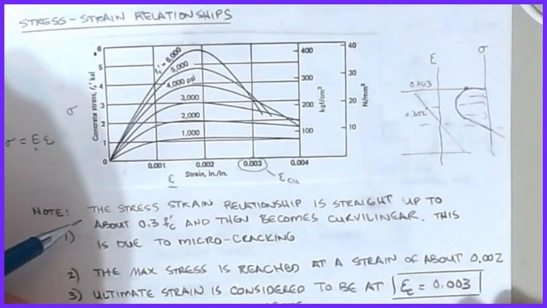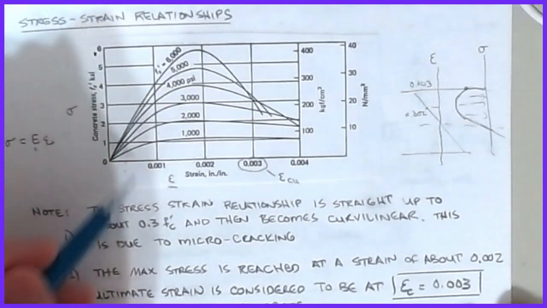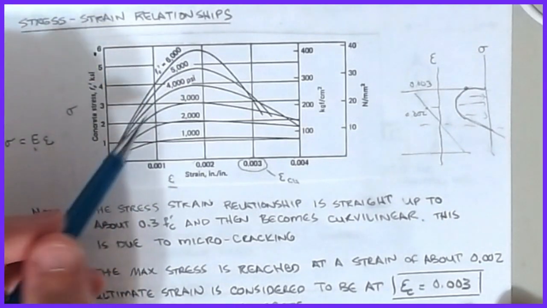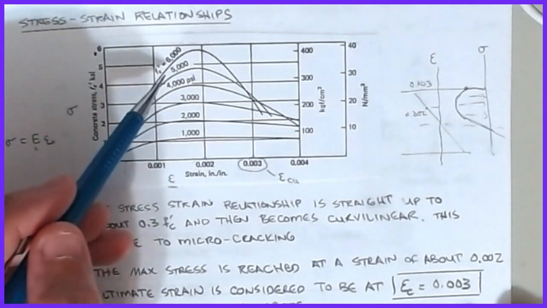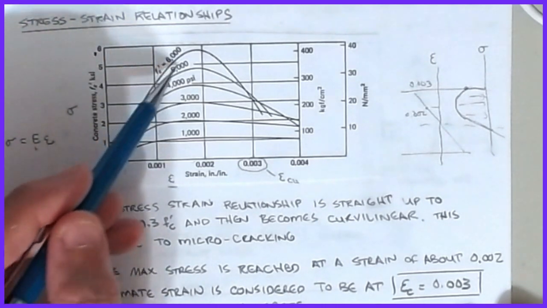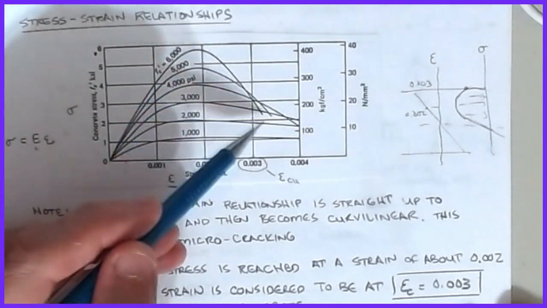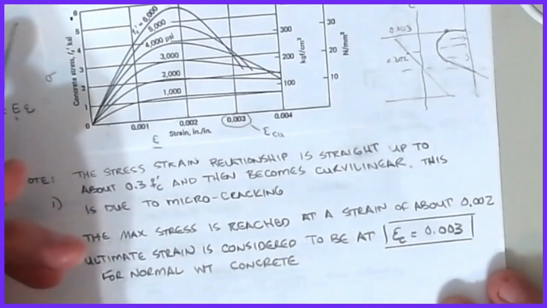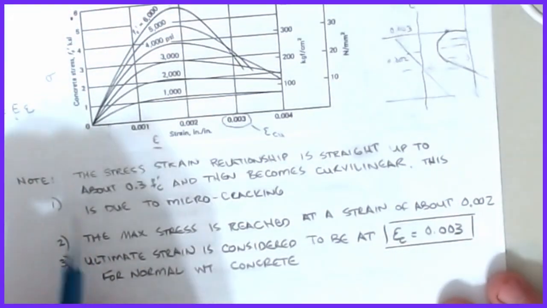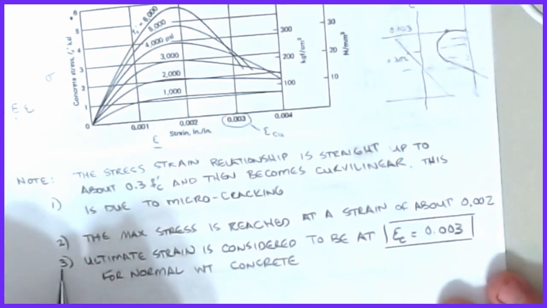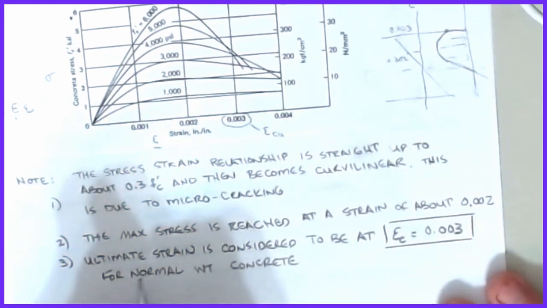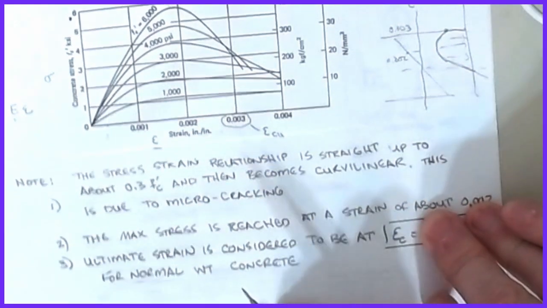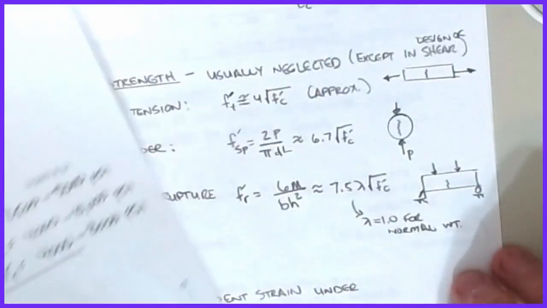Now, like I say, the stress-strain relationship is straight or linear up to about 0.3 of F prime C, and then it becomes a curvilinear function. A lot of this is because once I get past that linear point, I start to get into an inelastic state, with microcracking occurring. For a while it'll continue to build up, but then it reaches a point where it's so significant that the concrete starts to break down. Again, we talked about the maximum stress reached at 0.002, and the ultimate strain is considered to be epsilon C equal to 0.003, and again, that's for normal weight concrete. Lightweight is a little different, and there will be a correction factor that we want to associate with that as well.